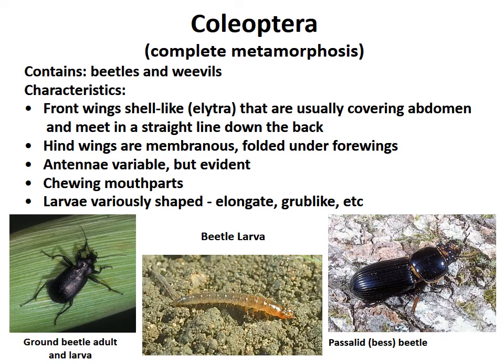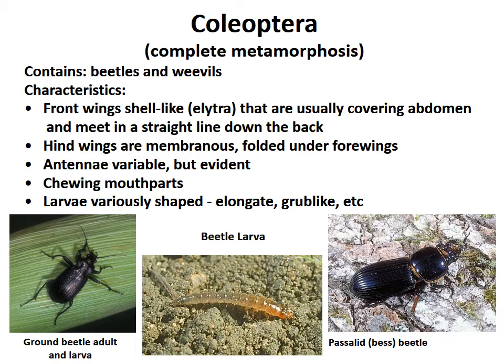Our largest order by far of insects is Coleoptera, which are beetles. I believe there's about 20,000 different species of beetles that we know of around the world. It's also the largest group, the largest order within the animal kingdom. So there's a lot of beetles in the world. Beetles go through complete metamorphosis. So you have an immature beetle or a larva, and then it feeds, it grows, it'll make a pupa, and then eventually emerge as an adult beetle.